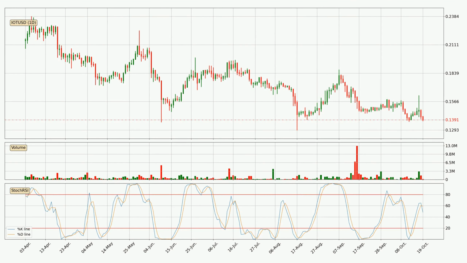Jumping to the daily stochastic RSI, the stochastic RSI currently shows no overbought or oversold conditions, but the %K line is below the %D line, which means the current trend is on the downside.